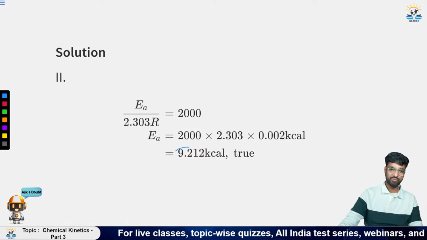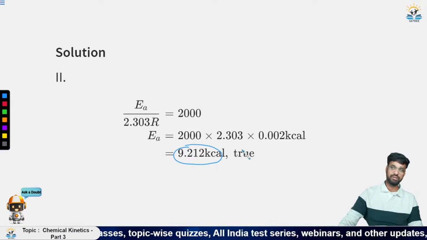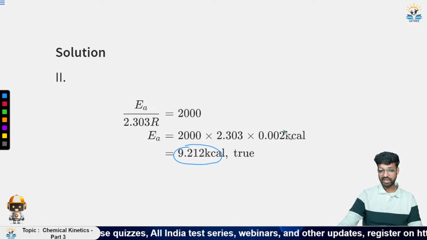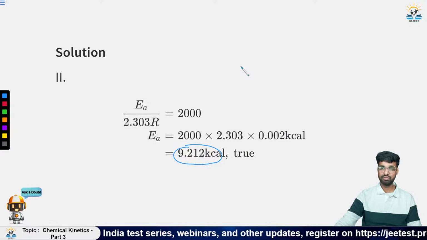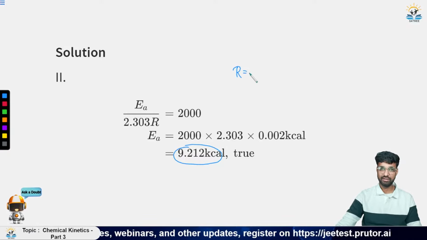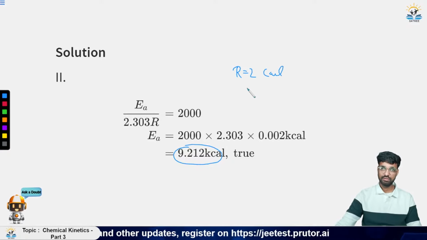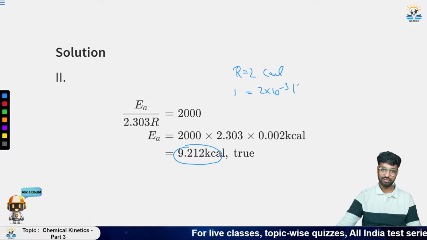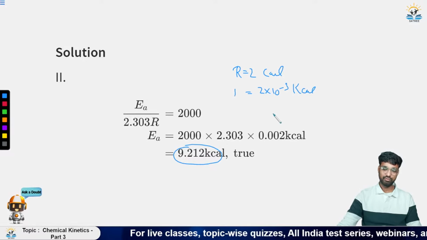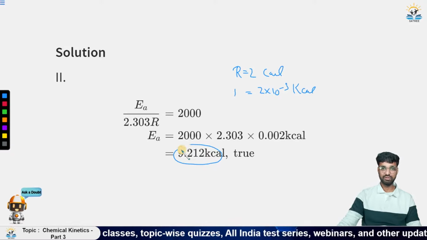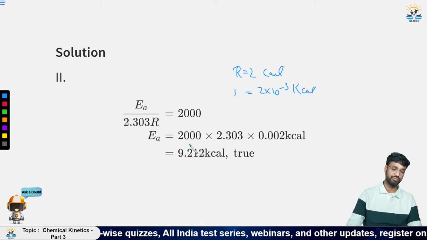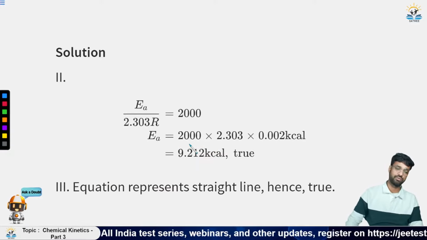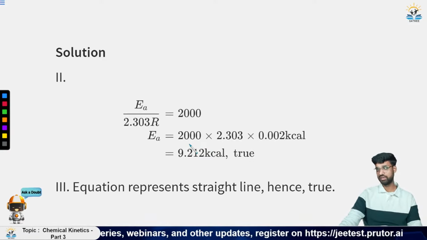That is 9.212. Now we have taken a value in calorie per mole. So those who do not know the value of R, in terms of calorie it is 2 calorie. If you write it in terms of kilocalorie, it will be 2 into 10 to the power minus 3, or 0.002. So if you solve this, you will get this as the final answer. So it is also true, and the third one is also true. So all these equations are true. So 1, 2 and 3 all are true.